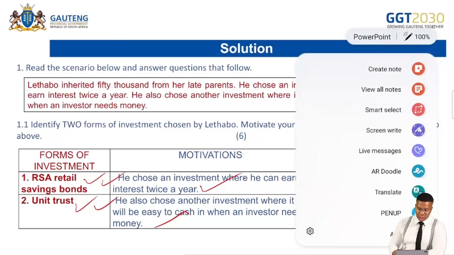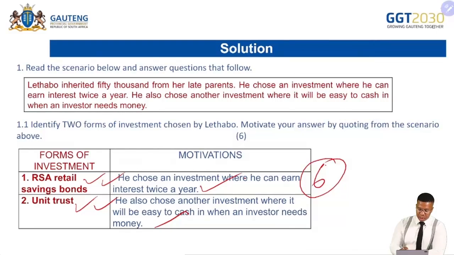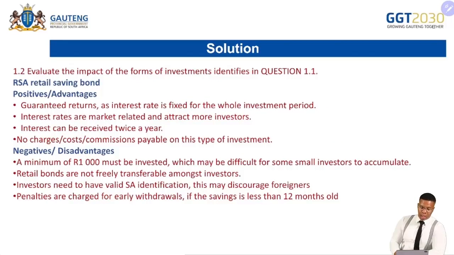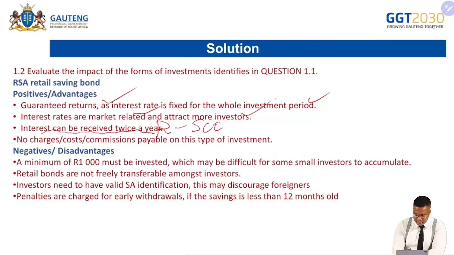And then when you are looking into the follow-on question, remember we have the follow-on question, evaluating the impact of RSA: guaranteed returns as interest is fixed for the whole investment period. Interest rates are market related and attract more investors. And then what did I do? I used interest can be received twice a year. Should a mark be given for that? No, it should not. This is repetition. Why? Because we saw this in the scenario. So keep that in mind.